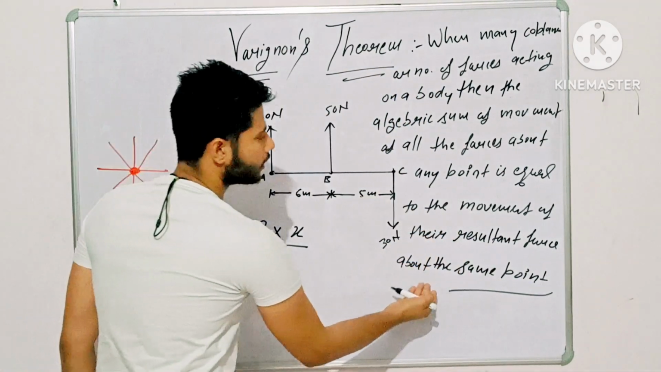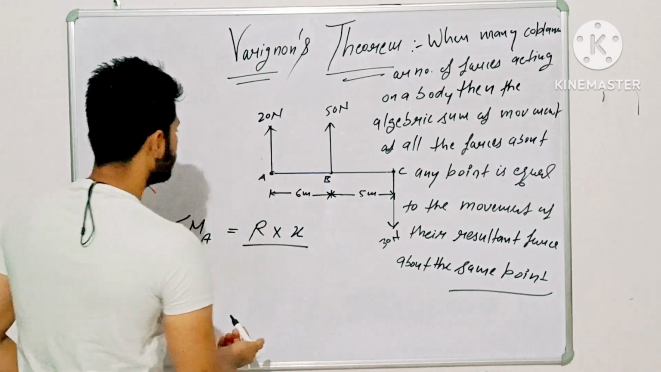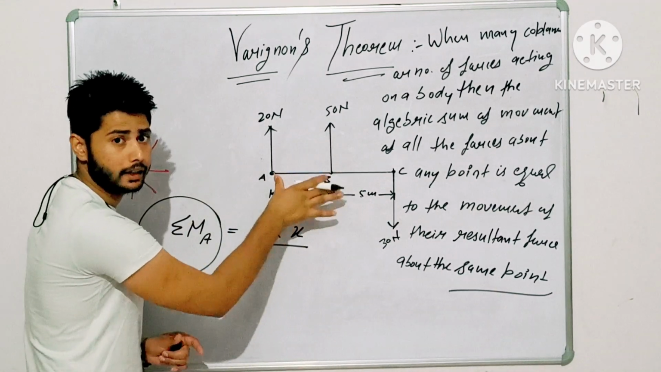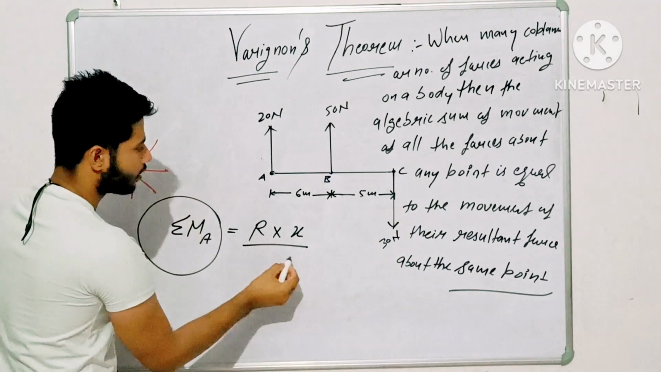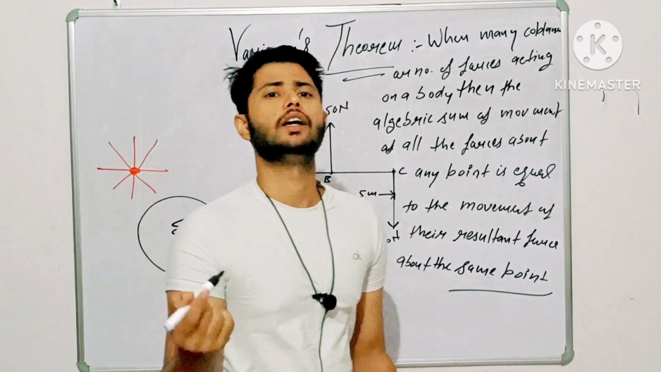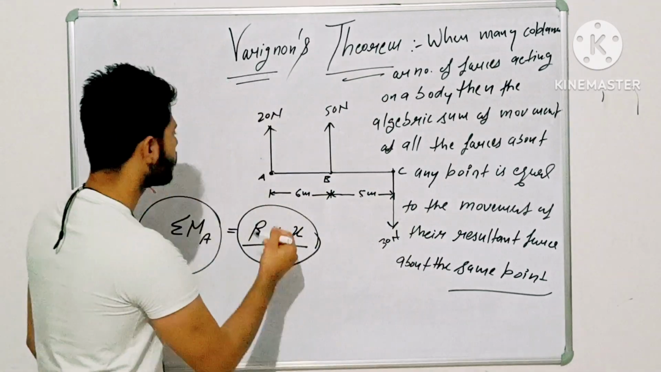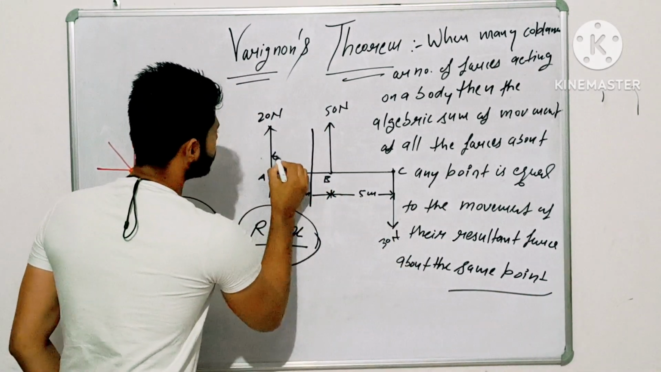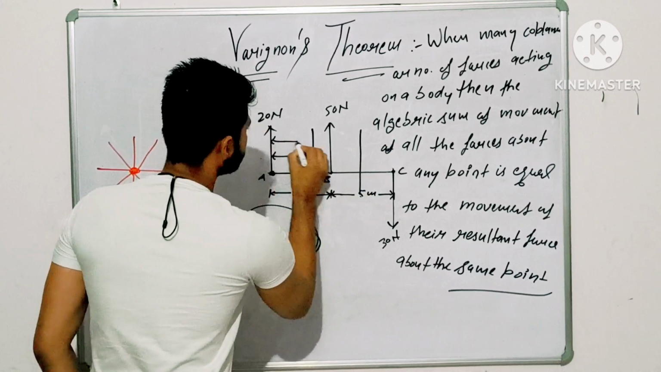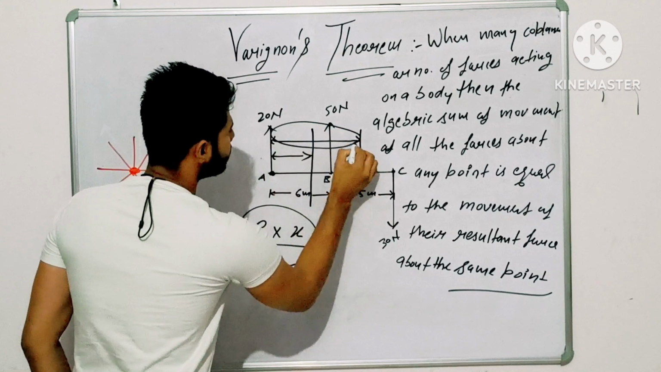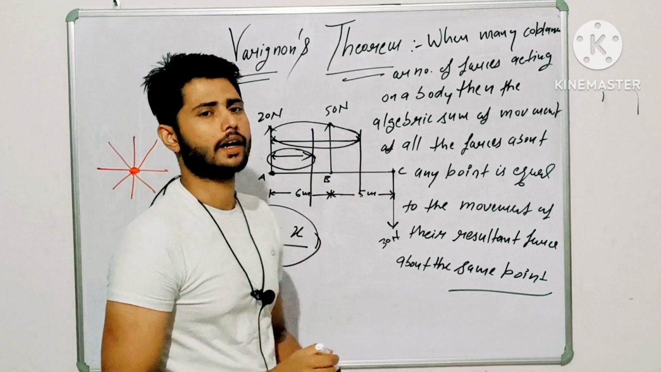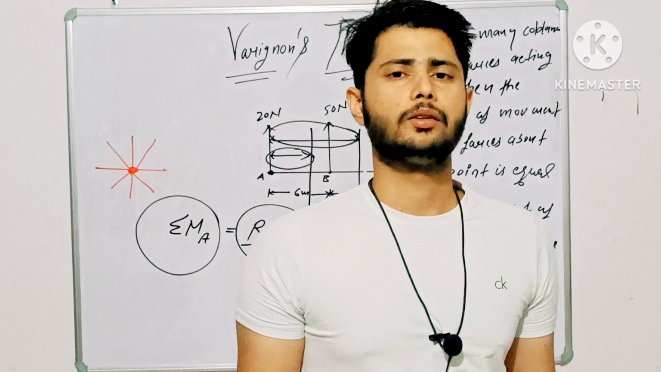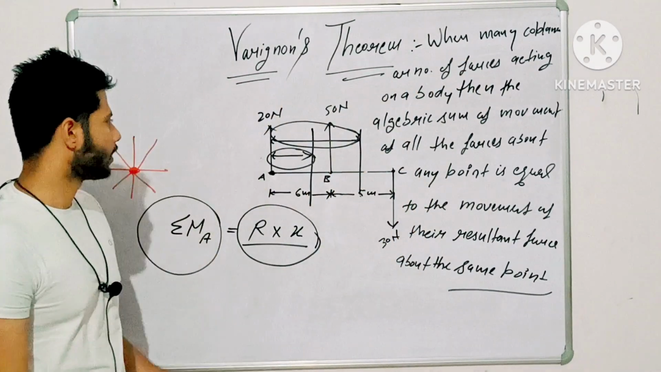This means you are directly in a position to find the position of the resultant force here. How? Because the algebraic sum of moments about this point will equal the moment of the resultant force about this same point. This gives the exact position of the resultant force. Your resultant force may be here, maybe here, maybe here. The resultant force may be anywhere between points A and C.